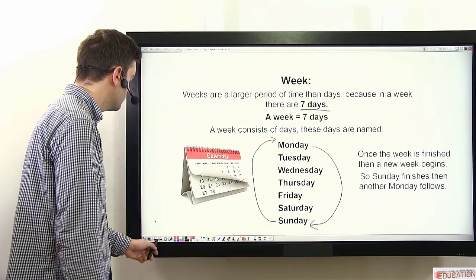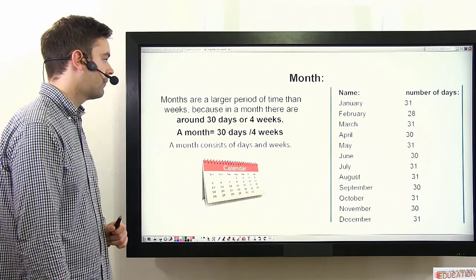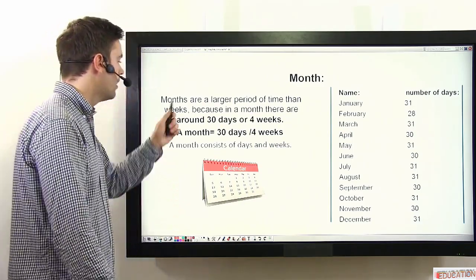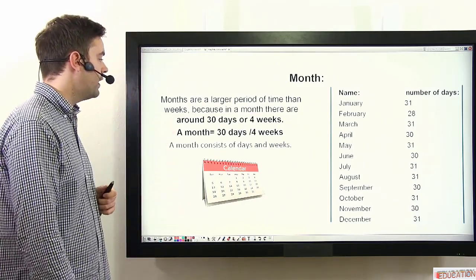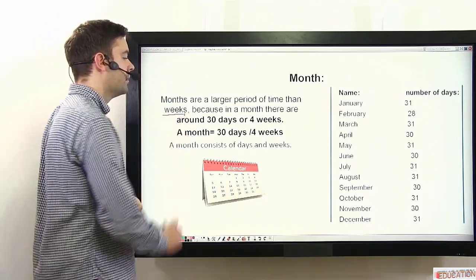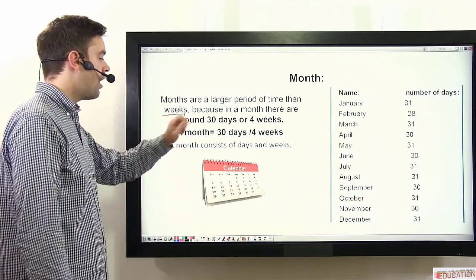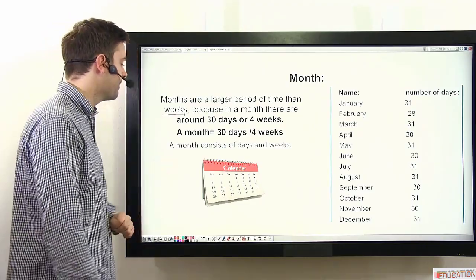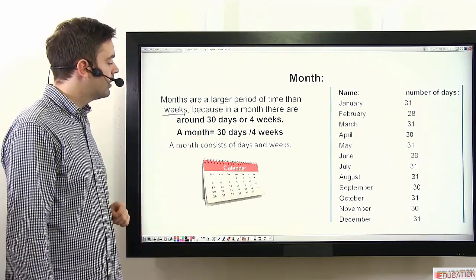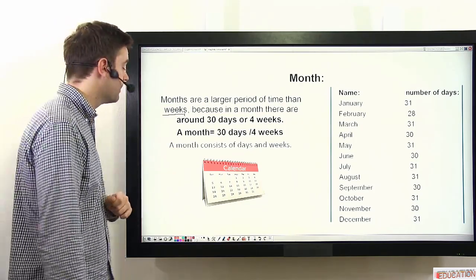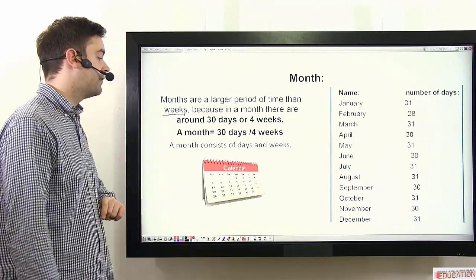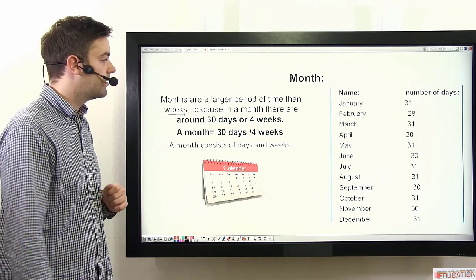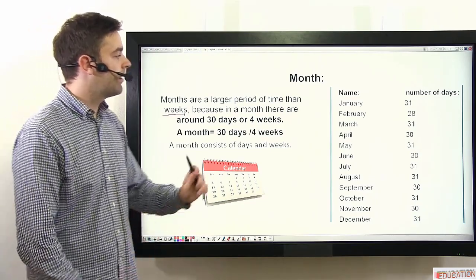Months. Months are a larger period of time than weeks, because in a month there are around 30 days, or 4 weeks. A month equals 30 days or 4 weeks. A month consists of both days and weeks. Let's take a look at the months.